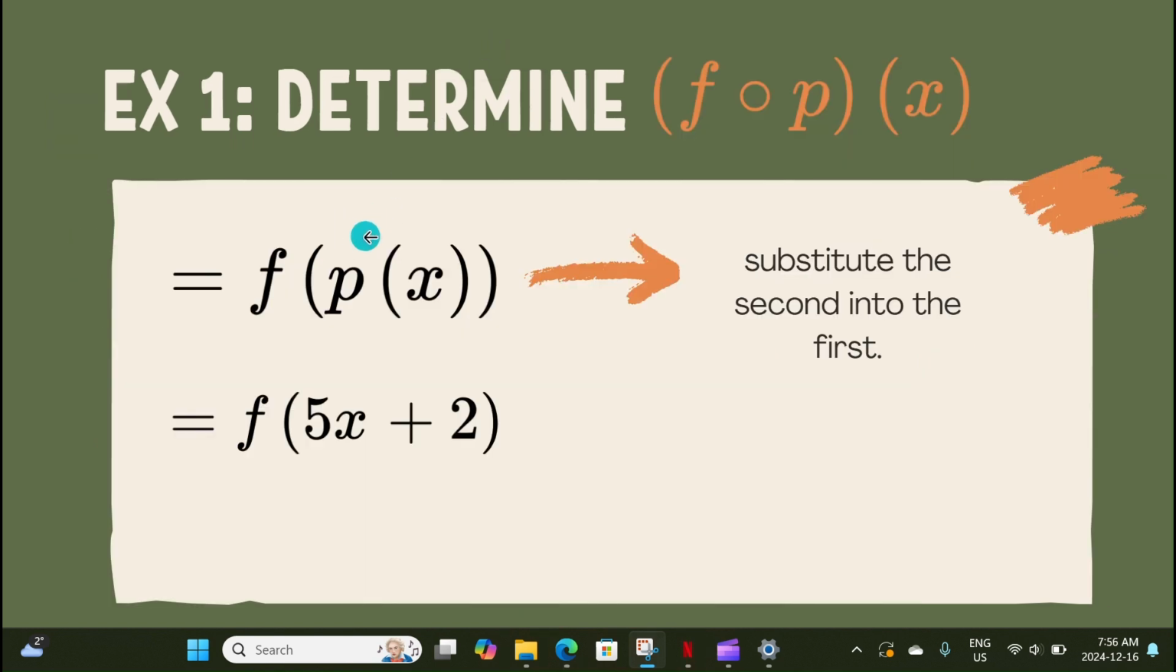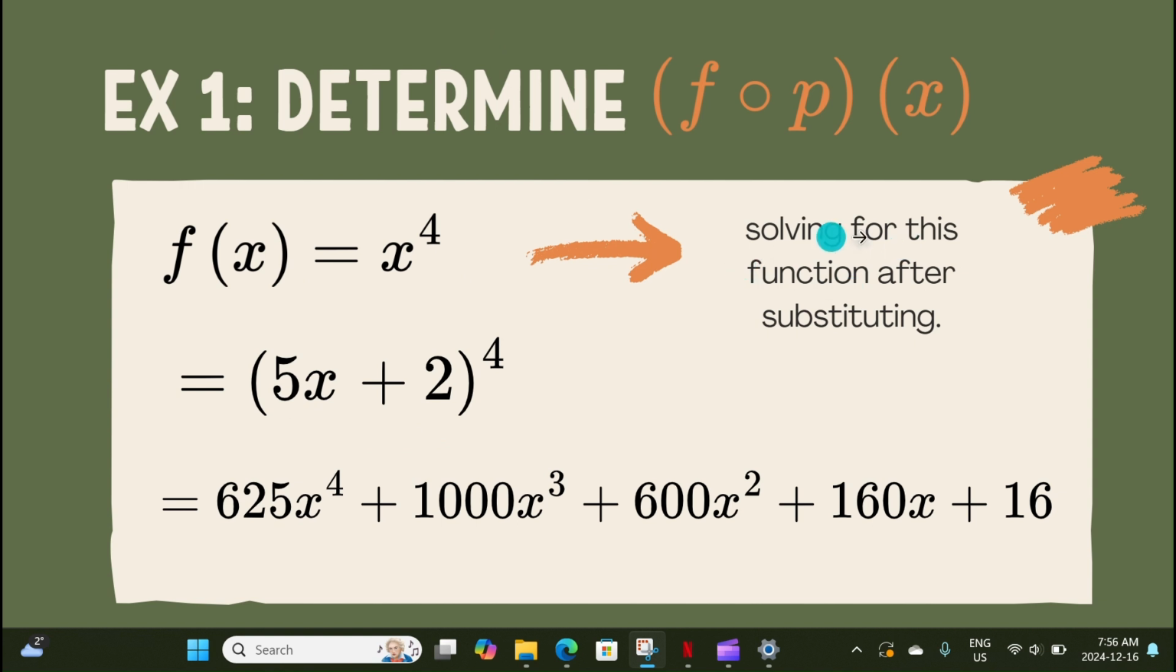To tackle this question, we have to substitute the second function into the first. In this case, f of x is the first function and p of x is the second, so we have to substitute p of x into the f of x function, and that looks like f of 5x plus 2.